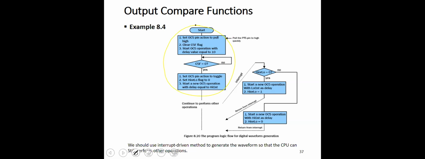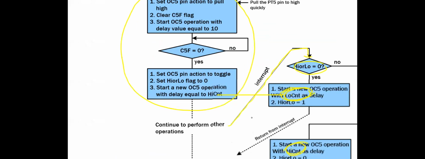Whenever the flag is set, this implies the compare is successful, and the interrupt will occur. At the beginning, we check this variable, whether we are in the low or in the high portion of the signal, in order to decide whether to add the low value or the high value to the time that we have from the timer. In other words, whether to add 2100 or 900 to the timer.